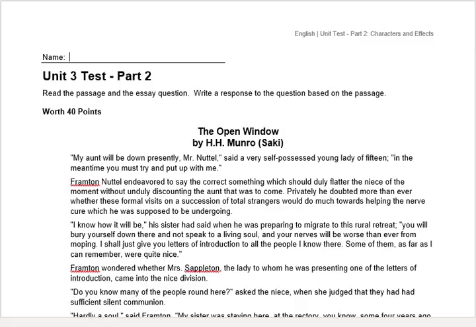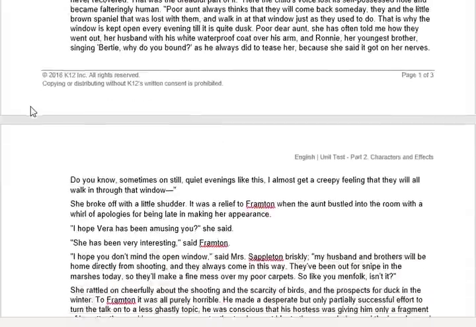Hello, this is the Unit 3 test Part 2, Read Aloud, Characters and Effects. You're going to read the passage and the essay question. Write a response to the question based on the passage. This assignment is worth 40 points. Let's take a look at the question first.